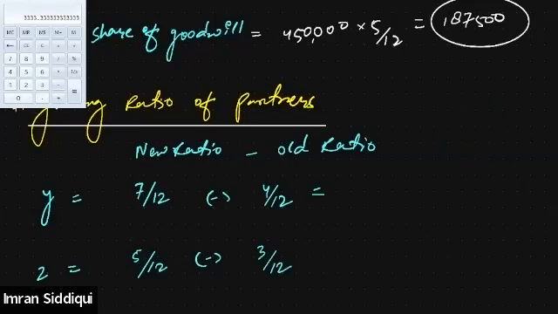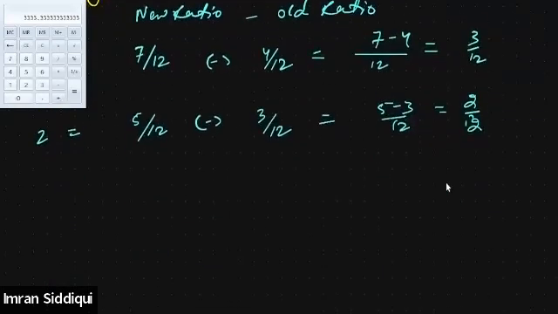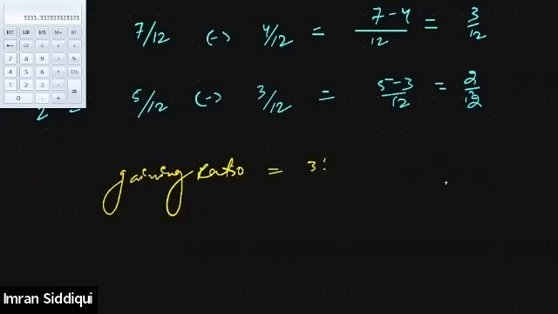Now we will solve this. We will get 7 minus 4, that means 3 by 12. And 5 minus 3, that means 2 by 12. Right? Both the partners have a positive value of share, that means both are gaining. So their gaining ratio is 3:2.